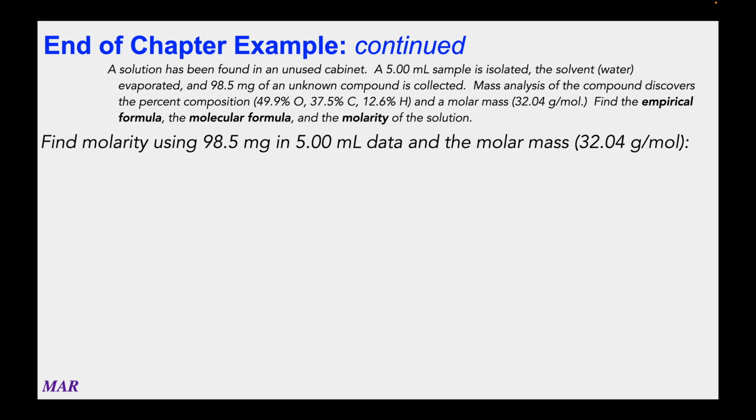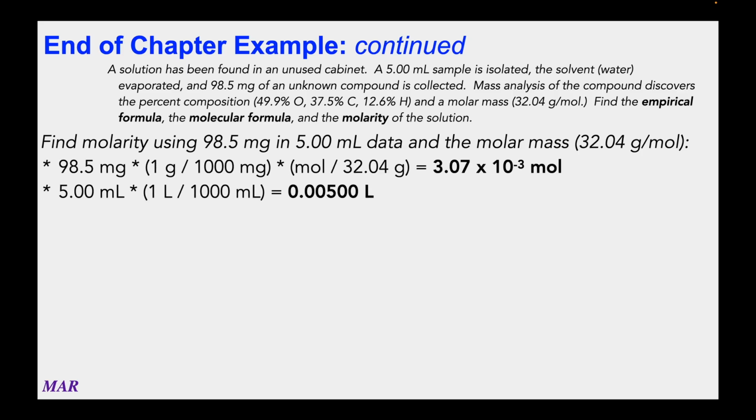Last thing to do, we're going to find the molarity. We know we have 98.5 milligrams in 5 milliliters of volume, and it has a molar mass of 32.04. So we can use all this information to find moles in the numerator and volume in liters in the denominator. So 98.5 milligrams, we'll turn it into grams first. There are 1,000 milligrams per gram. We'll divide it by the molar mass, 32.04 grams per mole. That gives 3.07 times 10 to the minus 3 moles of whatever compound this is.